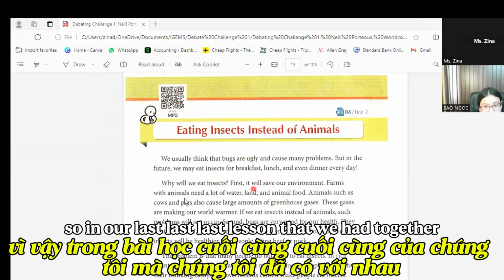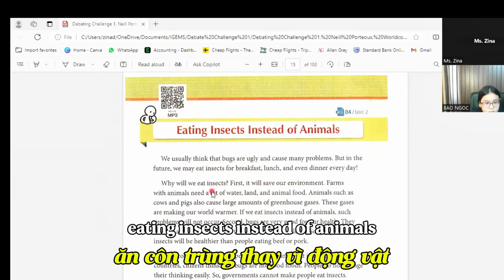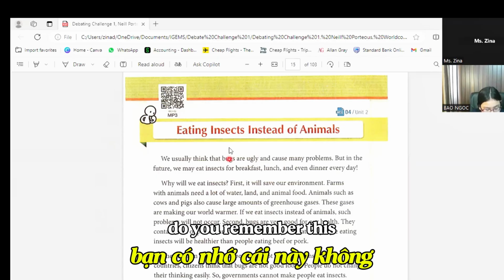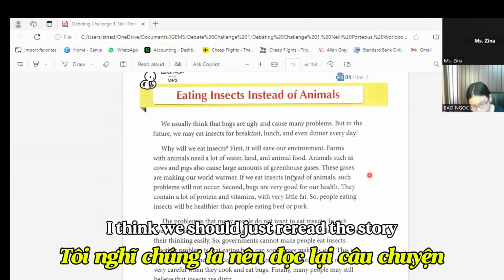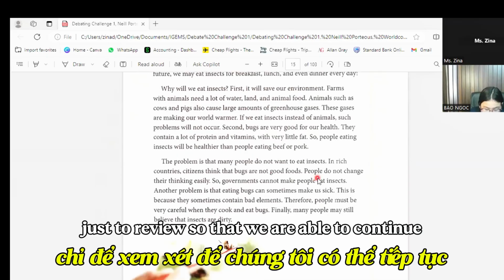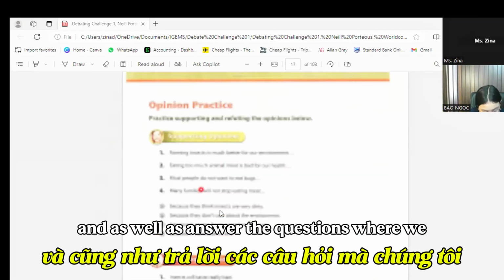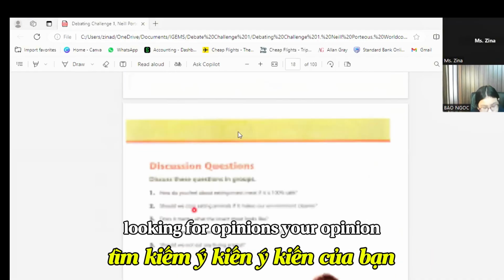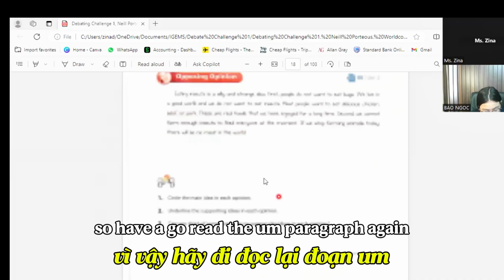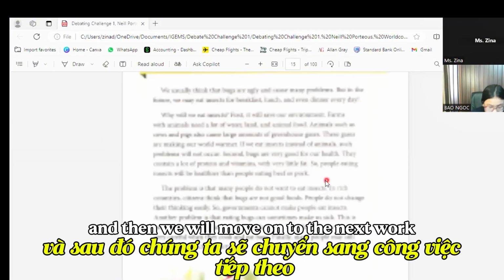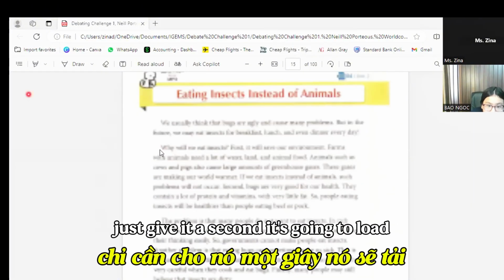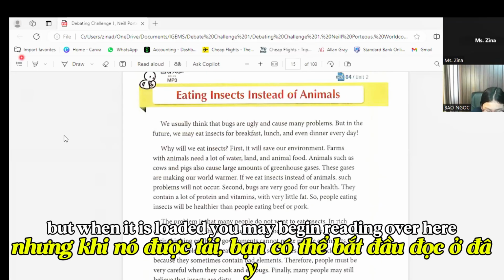Okay, Bao. So in our last lesson that we had together, we had been discussing eating insects instead of animals. Do you remember this? Yes. Okay, I think we should just reread the story just to review so that we are able to continue, as well as answer the questions where we are looking for opinions, your opinion. So have a go, read the article again, and then we will move on to the next work. Just give it a second, it's going to load, but when it is loaded, you may begin reading over here.